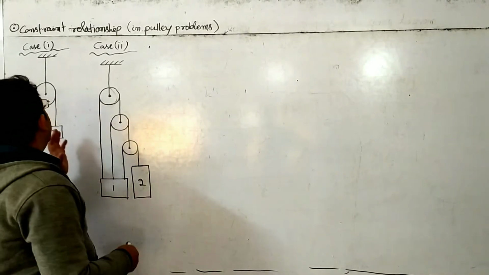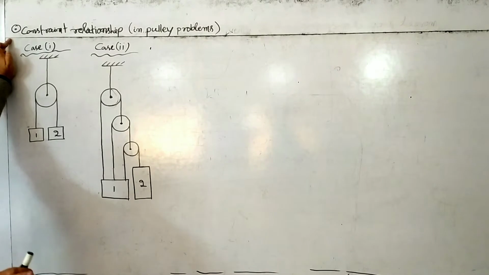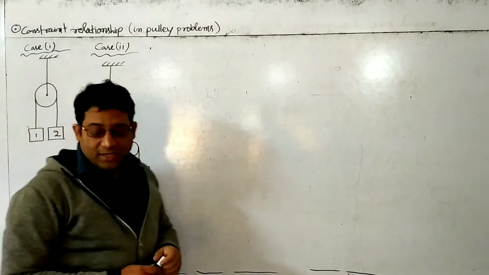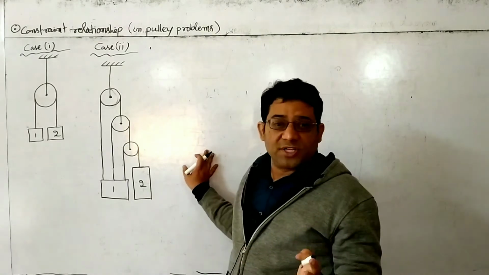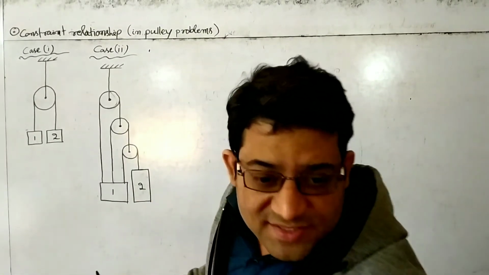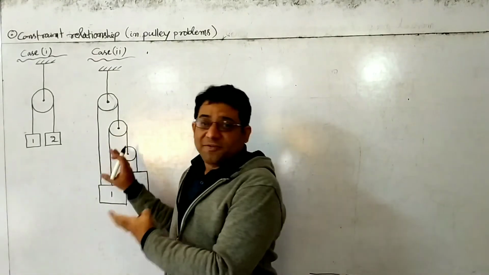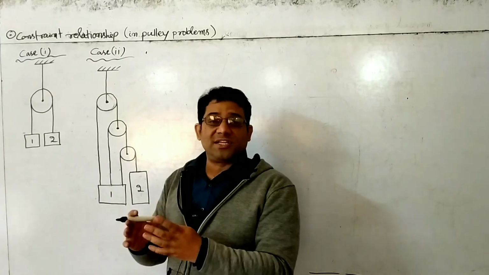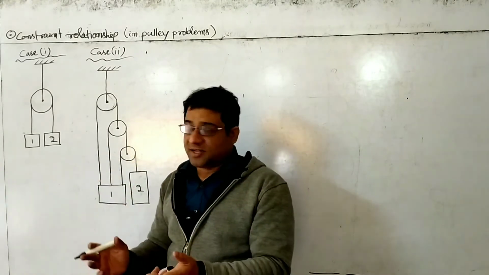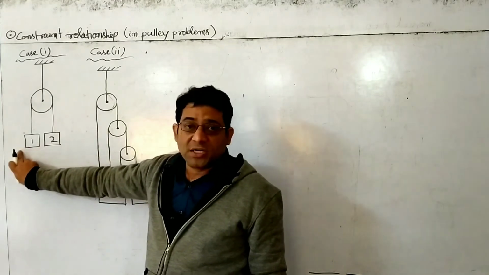Hello students, now we are going to learn in this video constraint relationship in pulley problems. Whenever we are going to study constraint relationships, first of all I assume that you know what a constraint relationship is. In short, we can say that the motion of a part of a system is dependent on the motion of another part of the system. That is, all the parts are constrained because when one part of the system moves, the other part is affected.